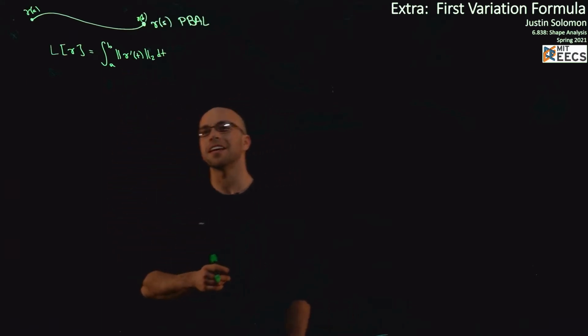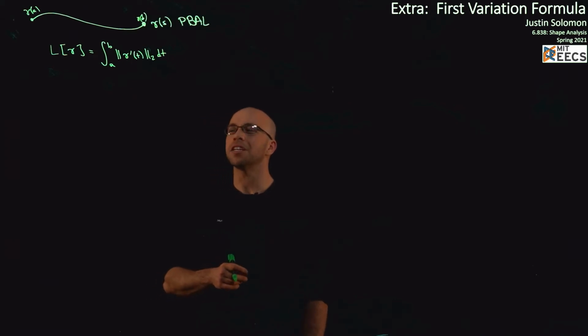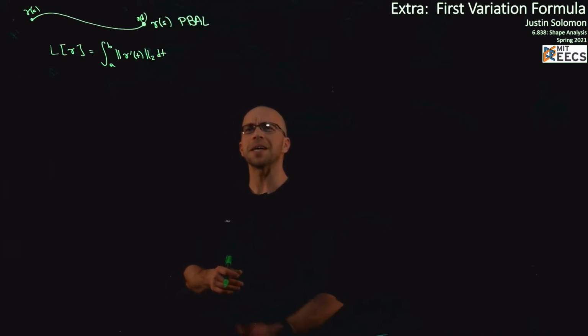But I'm going to leave it like this because we're going to take the first variation, and then our curve is no longer going to be parameterized by arc length. So what do I mean by that?